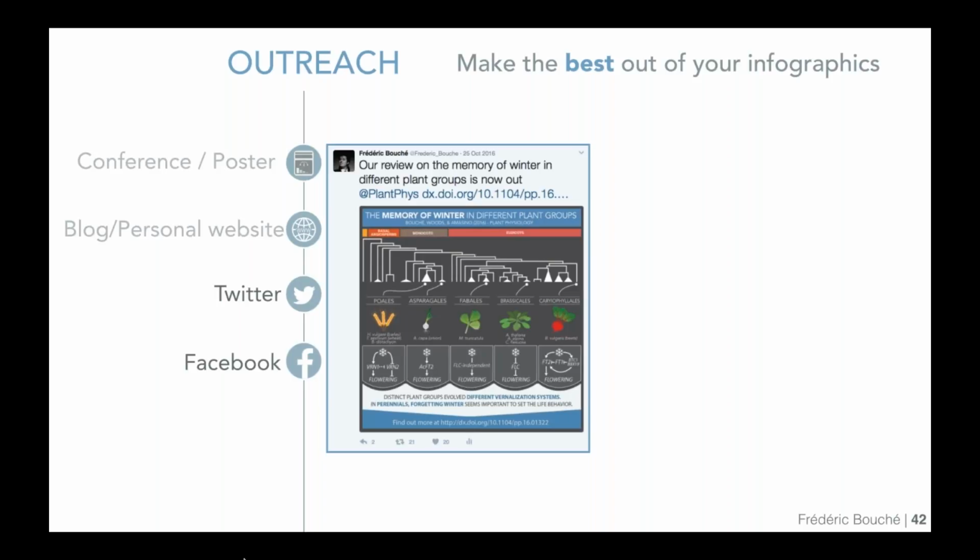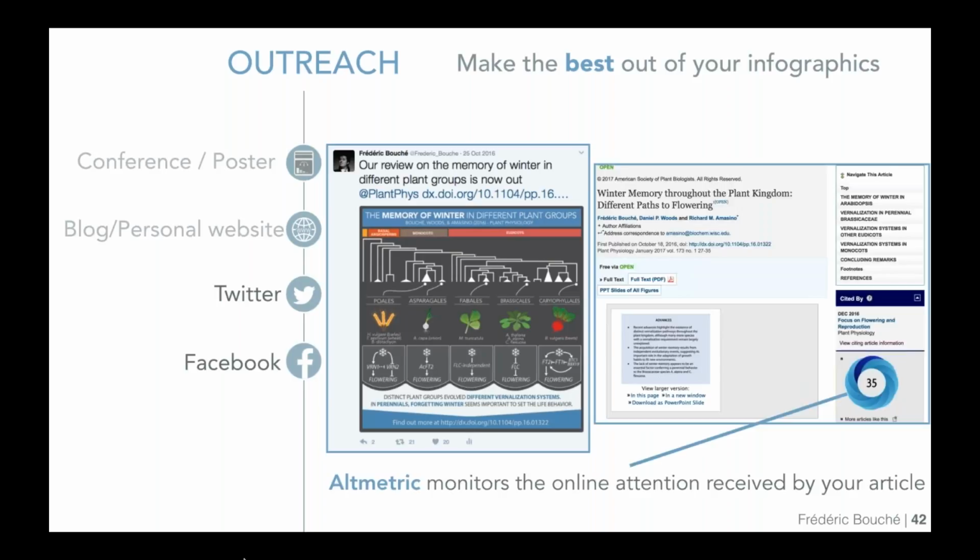And so the good thing is that online attention is now totally part of the metrics that people use to rate an article. It's not only citations, it's also the online attention. So for example, here, this is our article. I went on the Plant Physiology web page, and you see that you have this donut on the bottom right of the screen.